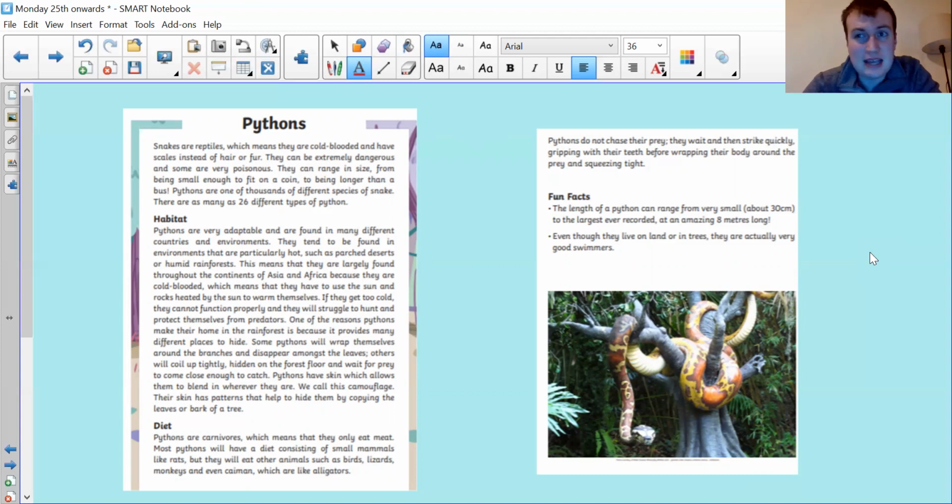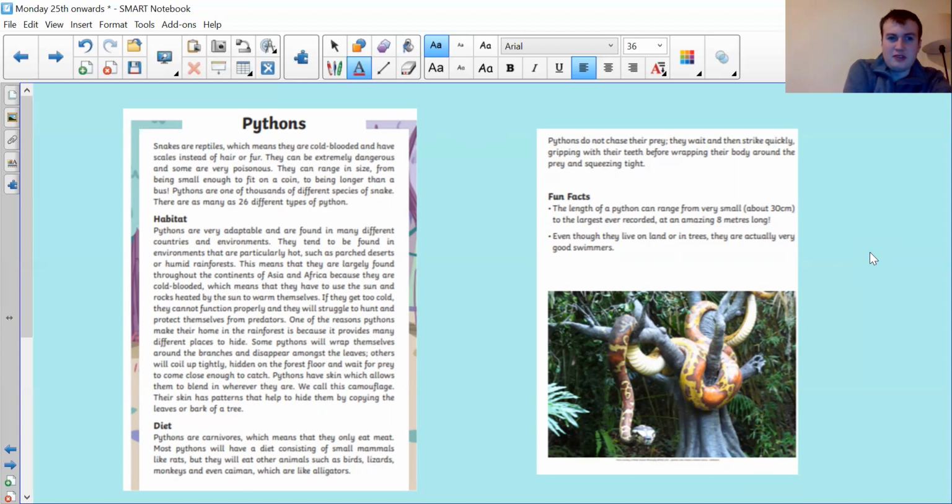All right, let's learn about their habitat, which we've learned about in science before. Pythons are very adaptable. That means they can change for their environment and are found in many different countries and environments. They tend to be found in environments that are particularly hot, such as parched deserts or humid rainforests. This means that they are largely found throughout the continents of Asia and Africa because they are cold-blooded, which means that they have to use the sun and rocks heated by the sun to warm themselves. If they get too cold, they cannot function properly, and they will struggle to hunt and protect themselves from predators.